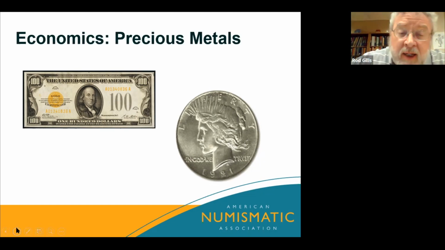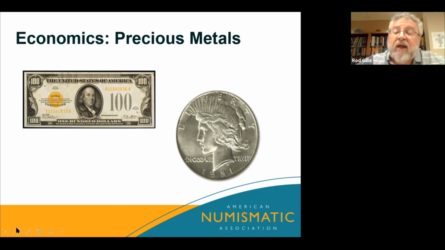Well, at one time, our money was valued by precious metals. And you can see two examples of that. On the left-hand side, you'll see a $100 note that is called a gold certificate. So if you had one of these, you could go to one of the Federal Reserve banks and you could exchange this for $100 worth of gold: 10 $10 gold pieces or five $20 gold pieces, what have you. And you can do that.